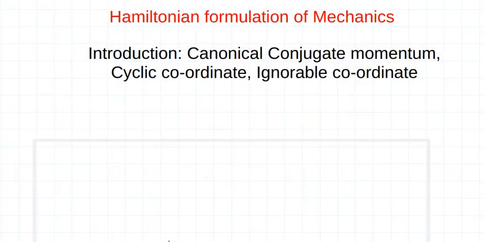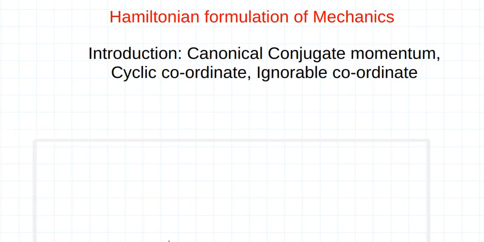Today I am going to start a new section of classical mechanics. Here I will talk about the Hamiltonian formulation of mechanics. So first of all, in this lecture I will talk about the introduction. And in the introduction I will talk about canonical conjugate momentum, cyclic coordinates and ignorable coordinates, and these are very important for the formulation of mechanics in terms of the Hamiltonian.